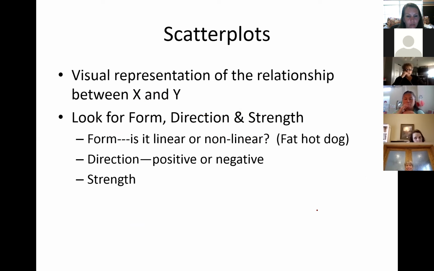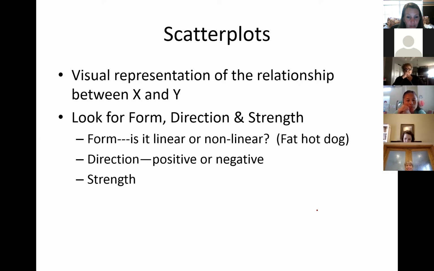For form, we just want to know, is it linear or nonlinear? We want to know that because we know what to do with linear relationships. We can do regression on those, but in our class we don't learn how to do anything with nonlinear ones. So we're kind of crossing our fingers that it's linear.